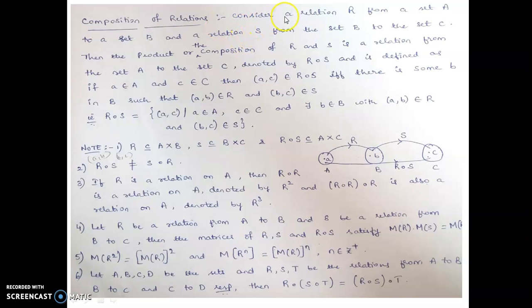Composition of a relation. Consider a relation R from set A to a set B and a relation S from set B to set C. Then the composition of R and S is a relation from set A to set C. So this is set A, this is set B, and this is set C. Between A and B there is a relation R, between B and C there is a relation S, and there can be one more, that is R o S, which is nothing but elements of set A related to set C. That is what is in the notes section.